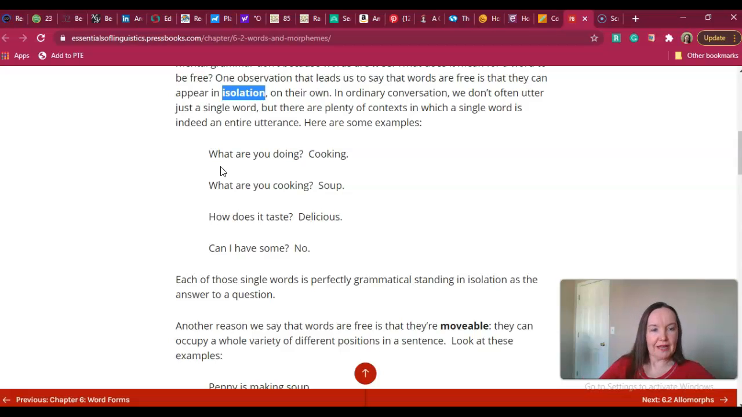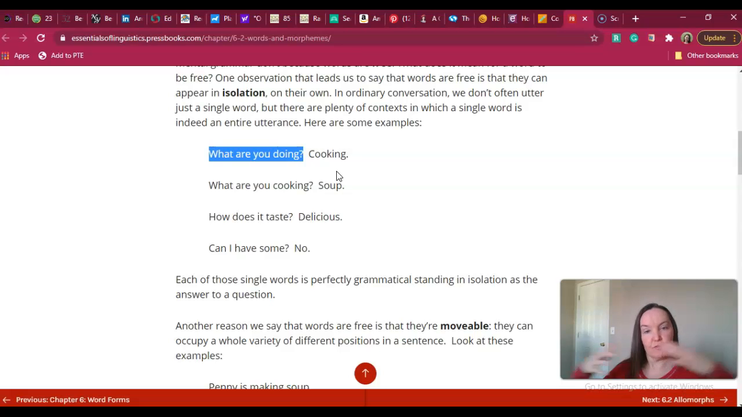We don't go around answering each other in complete sentences all the time, right? If somebody asks you, "What are you doing?" you're not always going to say, "I am cooking." You probably wouldn't ever say that. You would just say cooking. It's an individual word. It can exist on its own in isolation. It's a free form. It doesn't have to be attached to anything else.